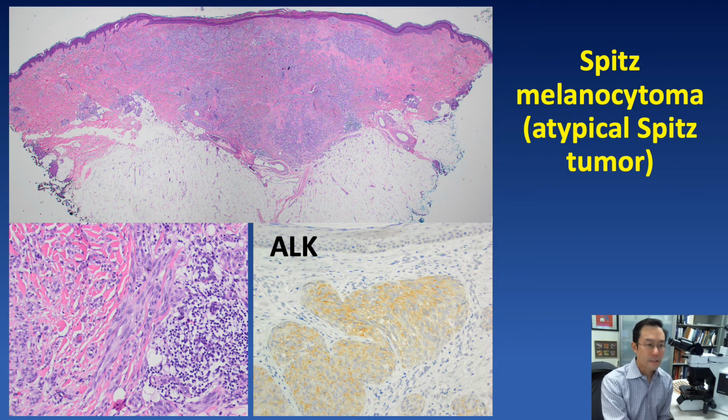In contrast to a classic Spitz nevus, even an intradermal Spitz nevus, Spitz melanocytoma tends to be a larger and more cellular lesion, extending as a rule into the deep dermis, and can be confirmed at the molecular level or using an immunohistochemical stain that's a surrogate marker for the molecular status, such as ALK.